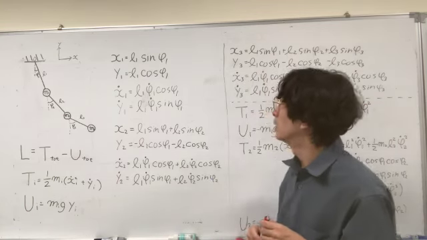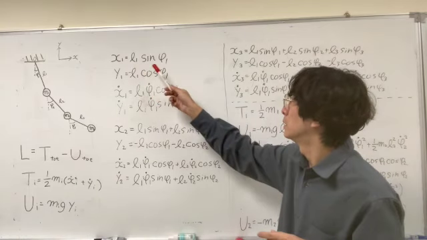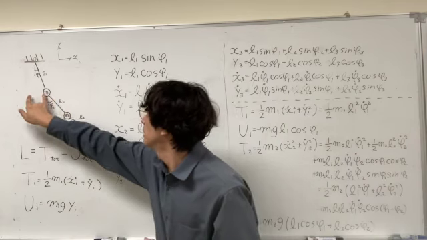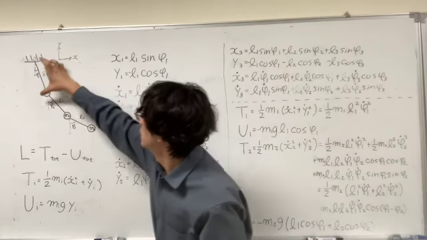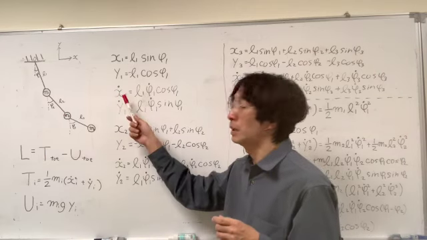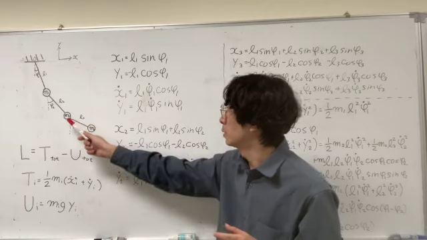So about M1, the x-axis can be calculated with this equation. This x1 corresponds to this length, and y1 corresponds to this length. Then we can calculate the velocity of x1 and y1. So next is the second mass.